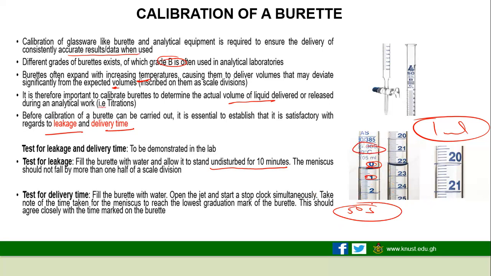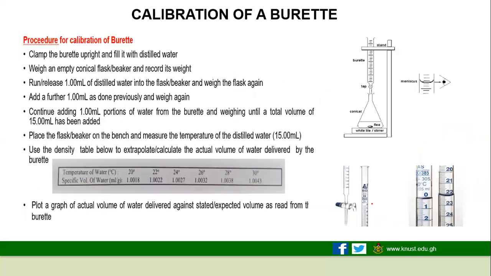Now we are saying that the time should closely agree with that which is on the burette. Should it happen that it doesn't agree at all, then we can say confidently that the burette is not consistent with the manufacturing quality, right? Good. Now, should it pass the first two, then we move forward to the calibration of the burette. So we are now starting the experiment proper.